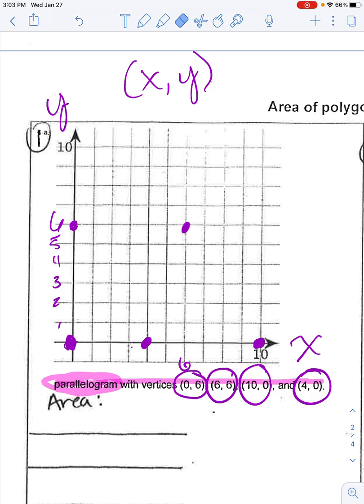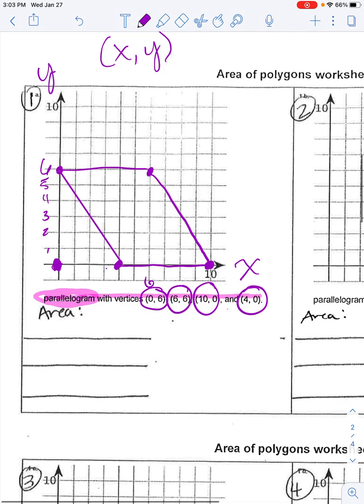And yes, you need to connect your dots to make your parallelogram. So there's the parallel sides. And there's the other parallel side. So there's my parallelogram. That's step 1.